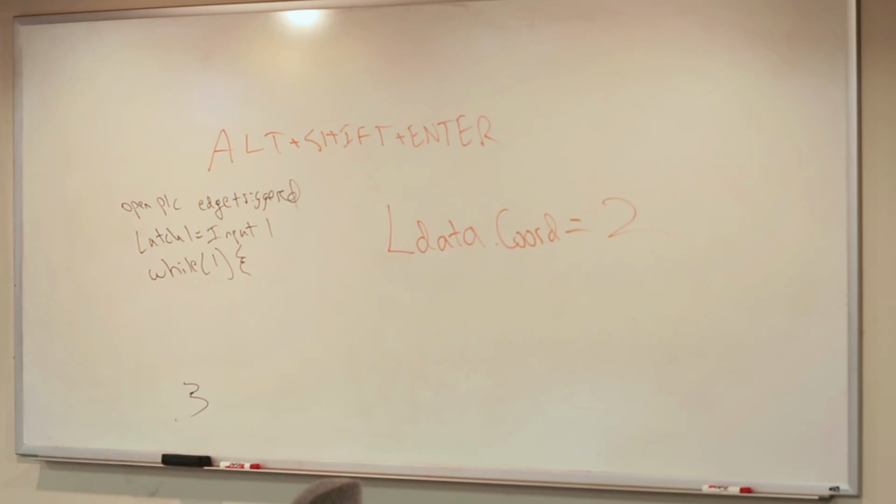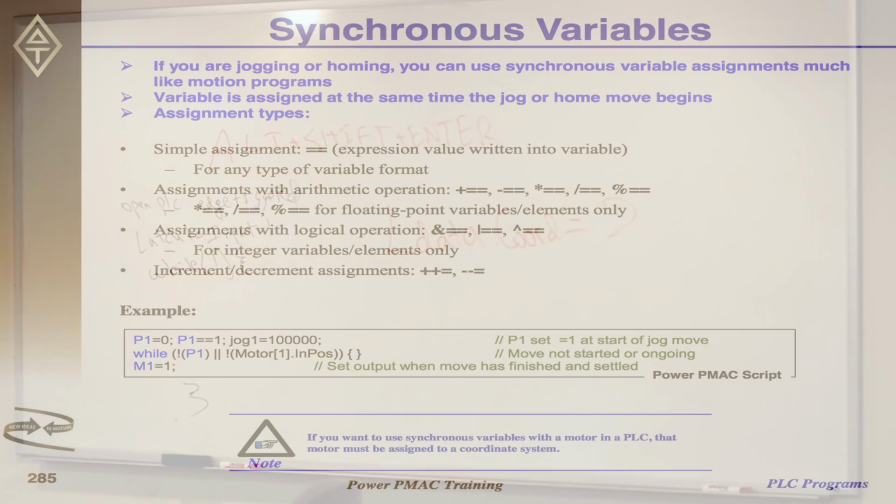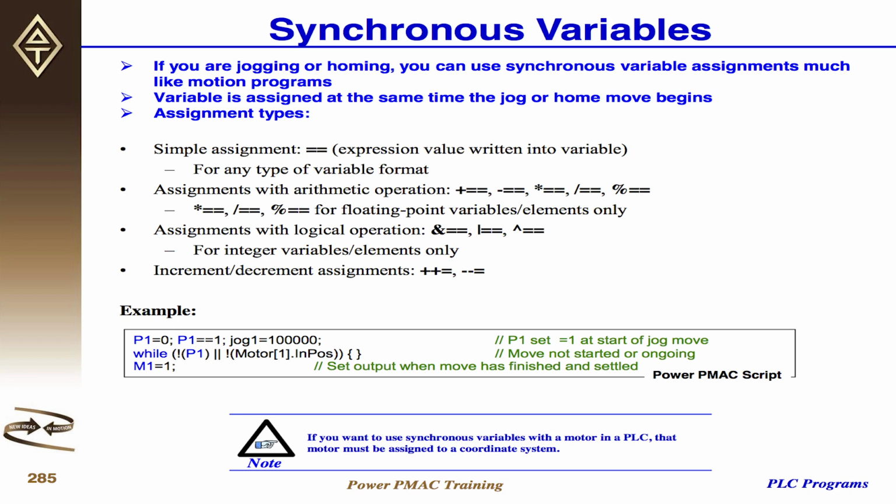In this example, we want to set P1 equal to 1 at the onset of a jog move. Jog 1 equals 100,000. So we use the double equals in assignment for P1. And then P1 will be set equal to 1 exactly as the jog move starts. And then in a while loop, we poll motor 1.inPause until it becomes 1. And once that move has finished, we continue the PLC.